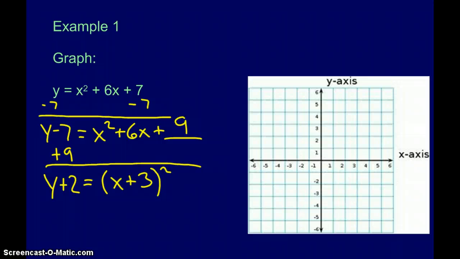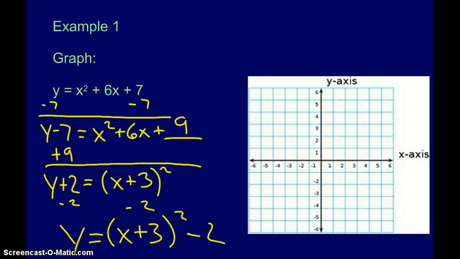Now, in order to get that into vertex form, in order to make that look the way we want, we need y equals. So I'm going to minus 2 from both sides. So my equation that I'm going to graph is y equals x plus 3 squared minus 2. So now we've got that nice vertex form that we've learned to graph from to begin with when we did our parent functions, and we can apply our shifts. Plus 3 tells me to go left 3, and negative 2 tells me to go down 2.